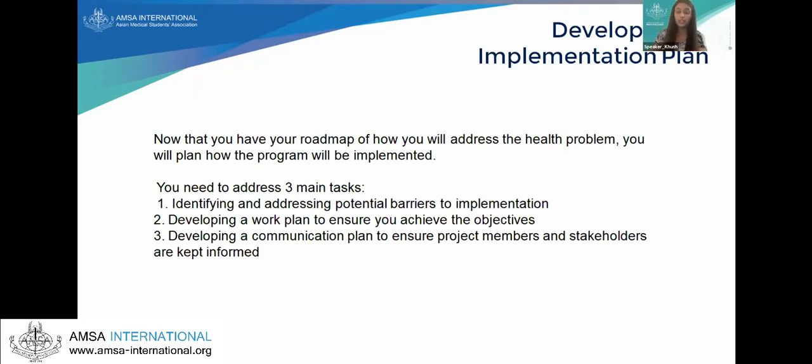So developing a communication plan helps you to communicate progress within your project members, as well as if you have any potential partners. Keeping them informed will keep them as your potential supporters or advocates of the project. As they start losing out on information, they might turn out to be critics or might lose interest in your project. So that is something that's, again, very important.